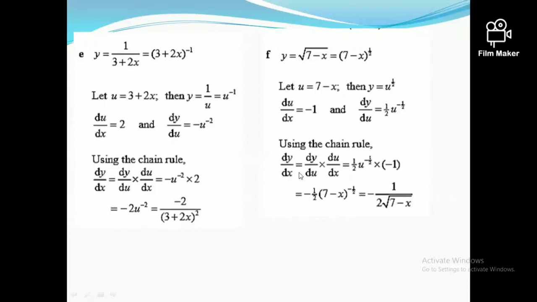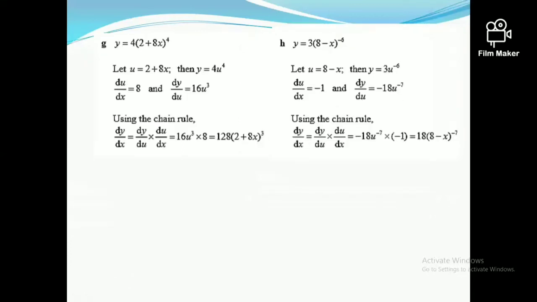Then dy by dx is dy by du into du by dx. dy by du is how much, children? Half u to the power minus half into du by dx is minus 1. Then half into minus 1 is minus half. u is 7 minus x to the power minus half. You can write the negative power by bringing it into the denominator. So you can write this is 1 over (7 minus x) to the power half, which is square root of that, right? That's the answer for that question, right?